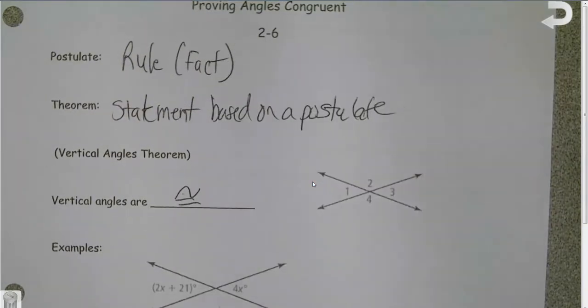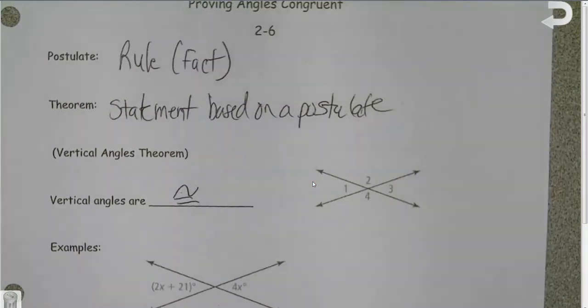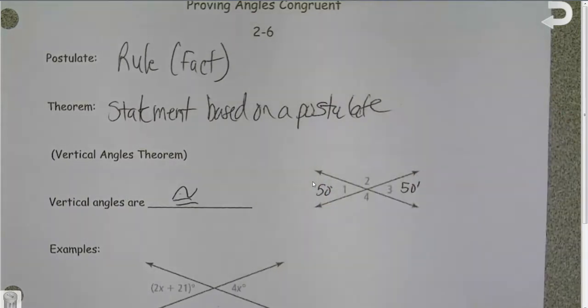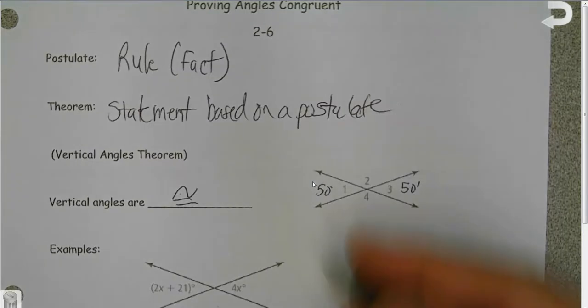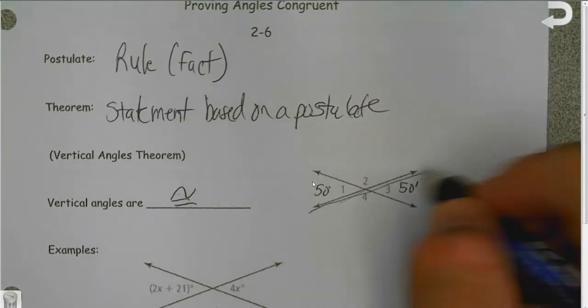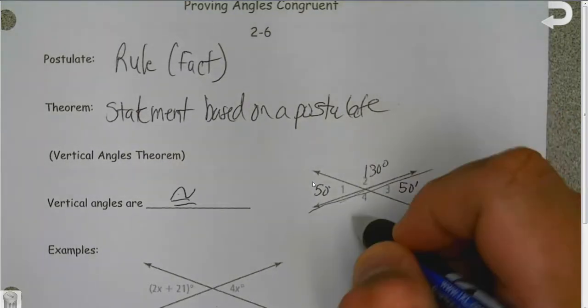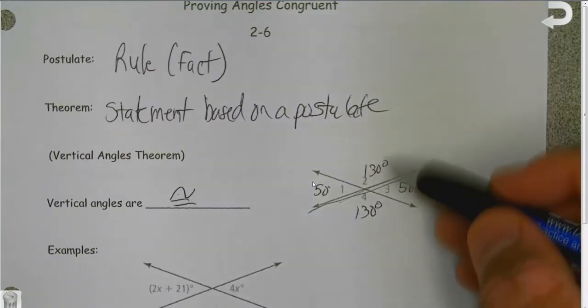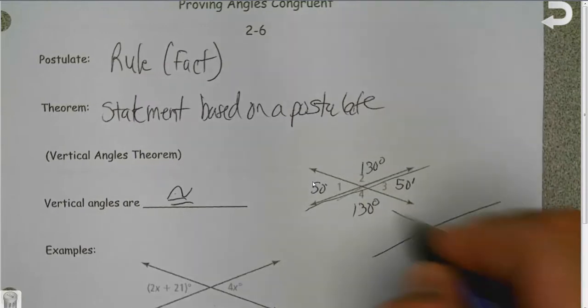And we know that because I've told you guys in chapter 1, if angle 1 is 50 degrees, then angle 3 is 50 degrees. If angle 1 is 50 degrees, we also know that this is a straight line, so angle 2 is 130. Therefore, angle 4 is 130. So they're equal.